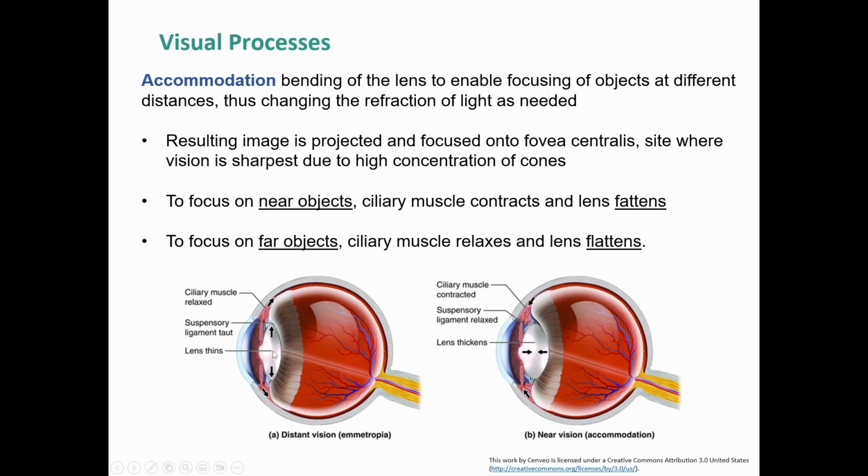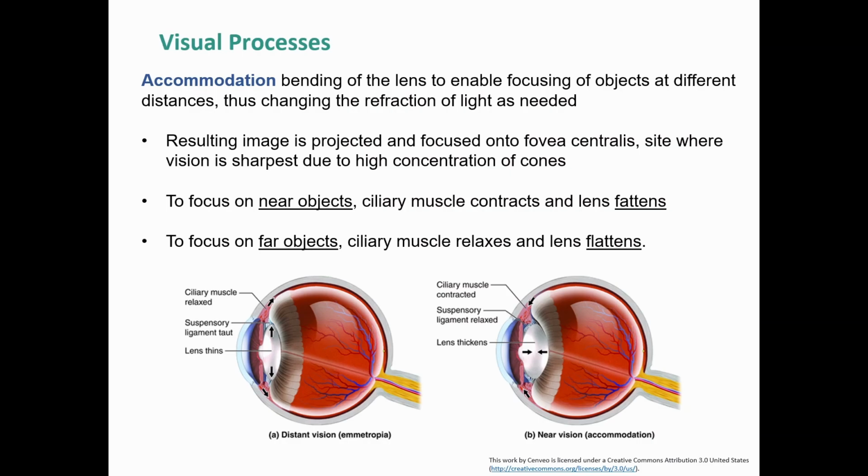And so the lens thins out, it flattens out, light still reflects on that fovea centralis. But if we shift our vision from something in the distance to something close by, so for example, if I'm looking out the window across the street, my lens is thin and flat like a pancake. And then something pulls my attention to something right in front of me, something on my desk. My lens has to change shape so I can maintain focus.